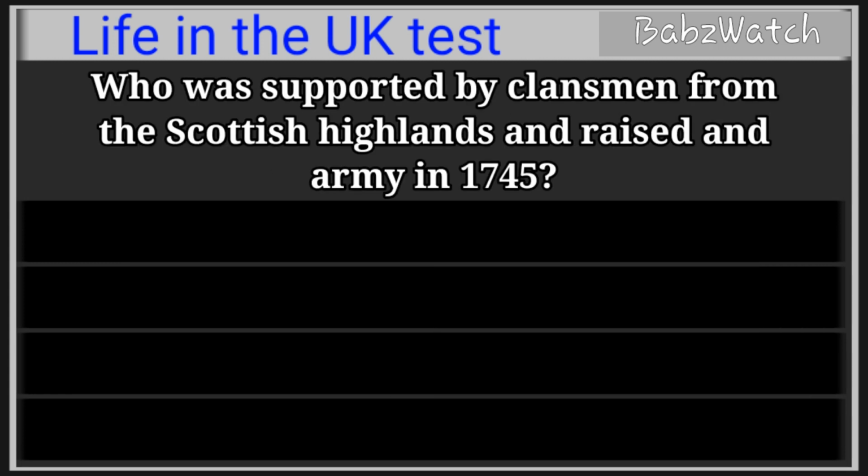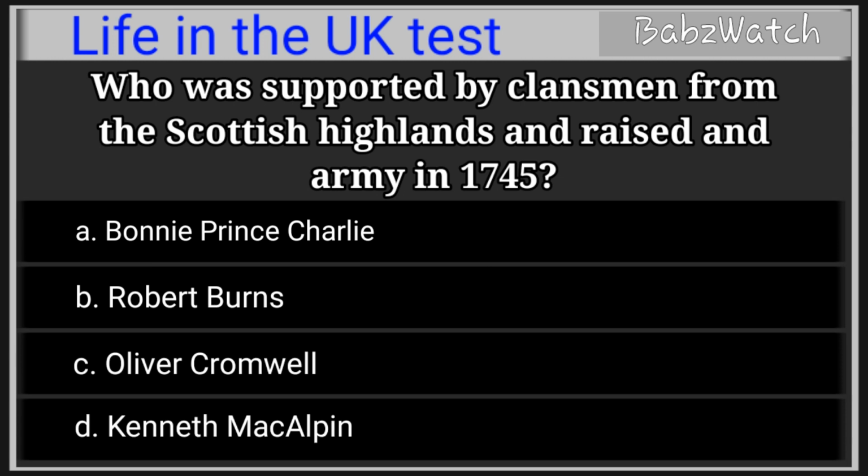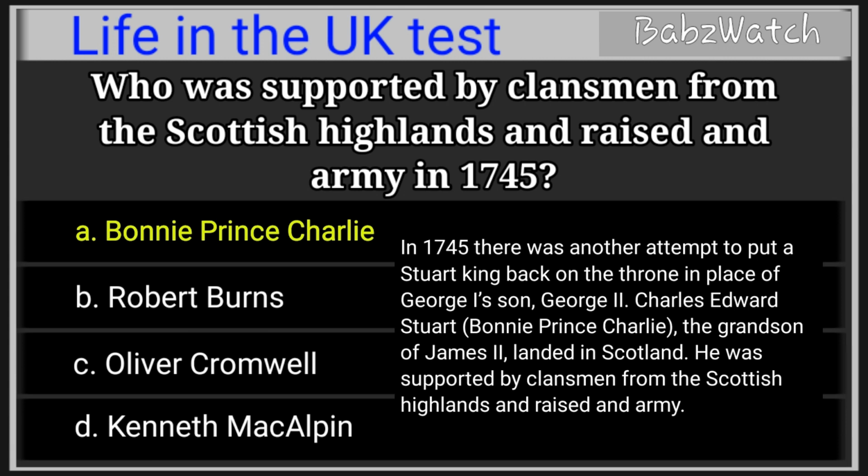Life in the UK test. Question 7 of 24. Who was supported by clansmen from the Scottish Highlands and raised an army in 1745? A. Bonnie Prince Charlie. B. Robert Burns. C. Oliver Cromwell. D. Kenneth MacAlpin. The correct answer is A. Bonnie Prince Charlie. In 1745 there was another attempt to put a Stuart king back on the throne in place of George I's son, George II. Charles Edward Stuart, Bonnie Prince Charlie, the grandson of James II, landed in Scotland. He was supported by clansmen from the Scottish Highlands and raised an army.